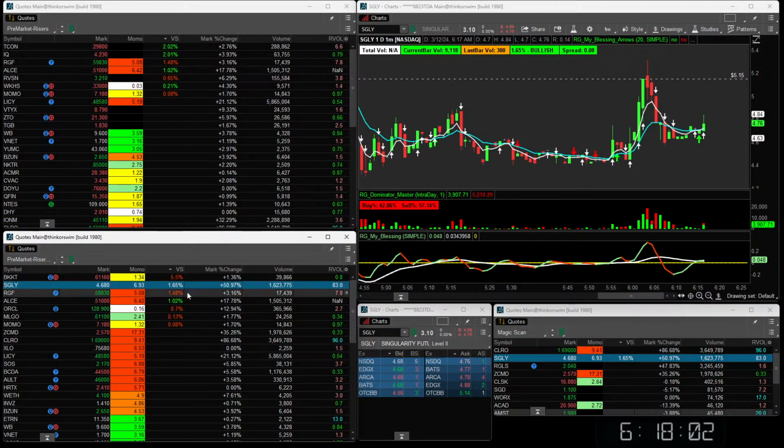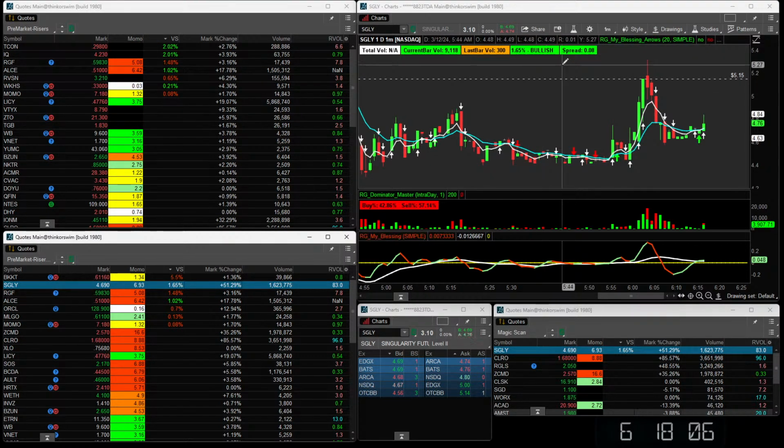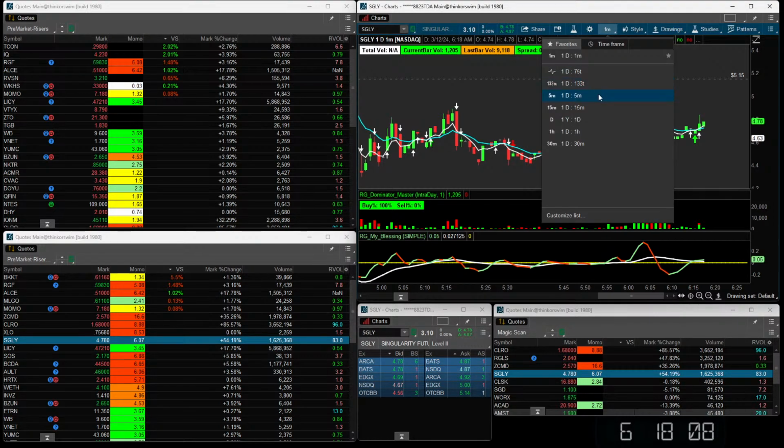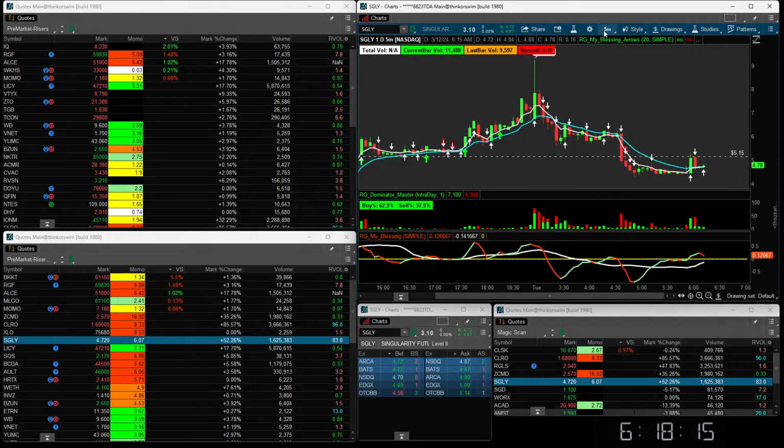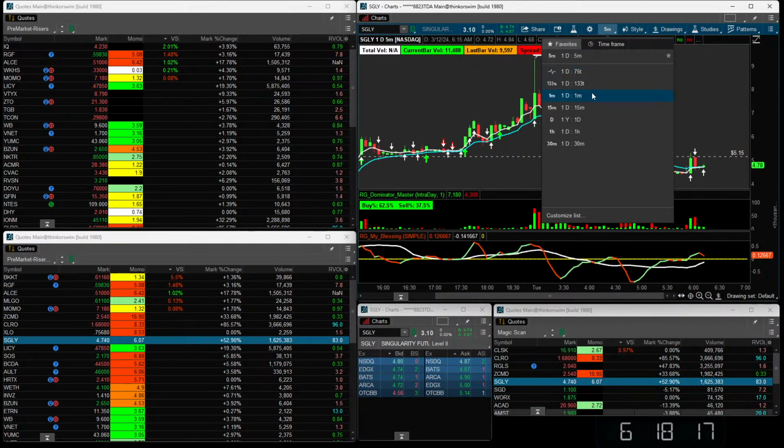SGLY was moving up earlier this morning. It's actually down quite a bit. So let's zoom out and look at the 5-minute chart on it. So we came down from up here to here. Probably not going to be much of a play on it.